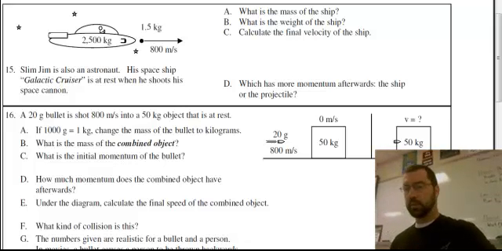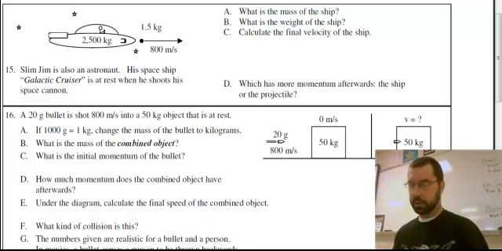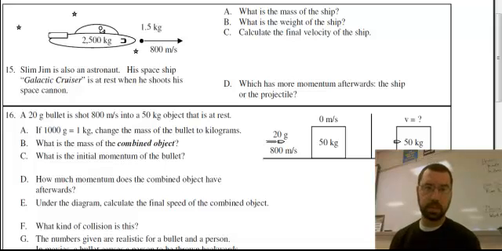Okay, so now we're on to page 2. On the back, on this video, we're going to do problems 15 and 16. Here we see our regular guy, Slim Jim. He's in his galactic cruiser. It's stationary when he shoots his space cannon. And this is the little cannonball, and it's going to be moving at 800 meters per second.